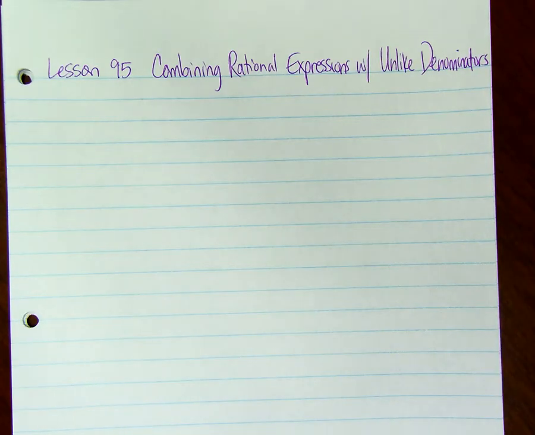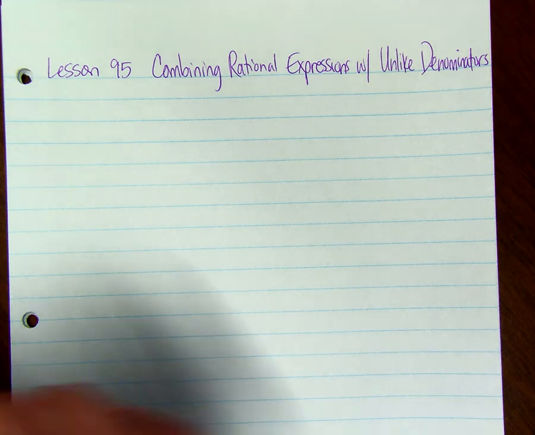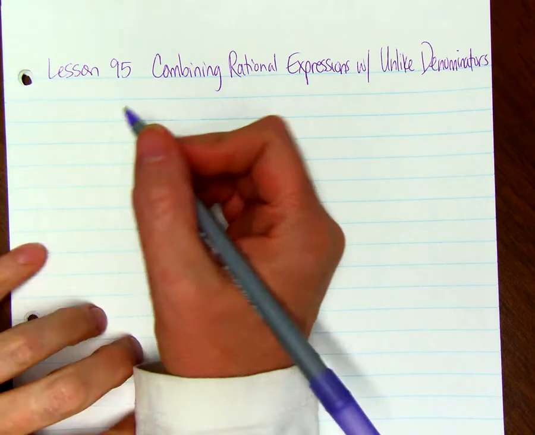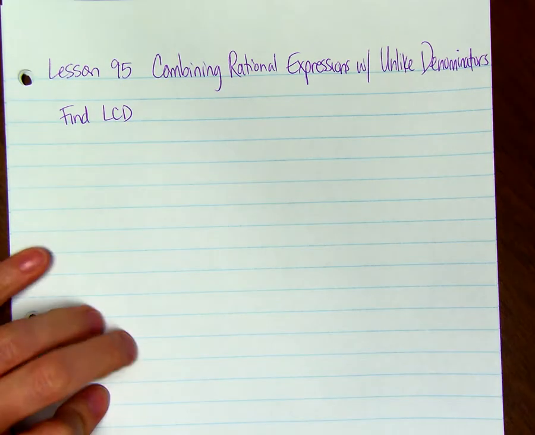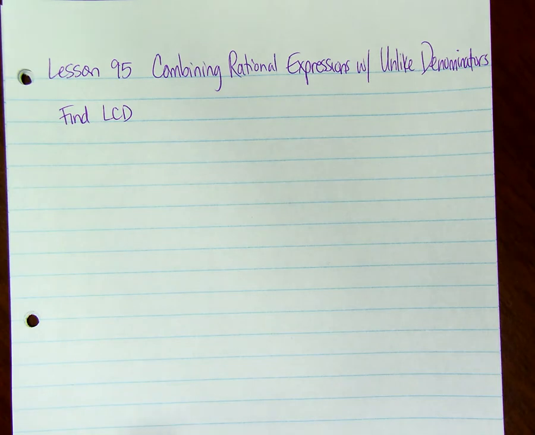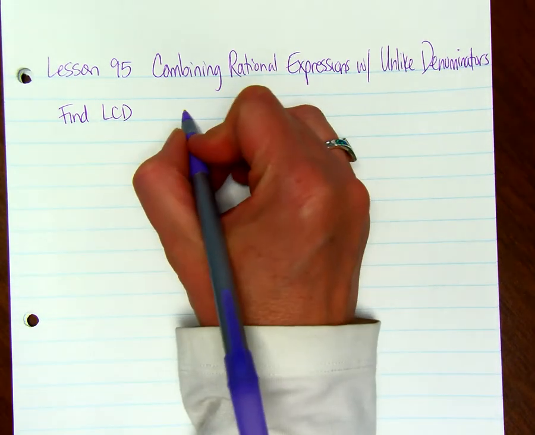Lesson 95, combining rational expressions with unlike denominators. We're going to start by practicing finding the least common denominator. So all we have to do right now is find the least common denominator. We're not going to add or subtract at all. We're just going to find what denominator we would need to use.